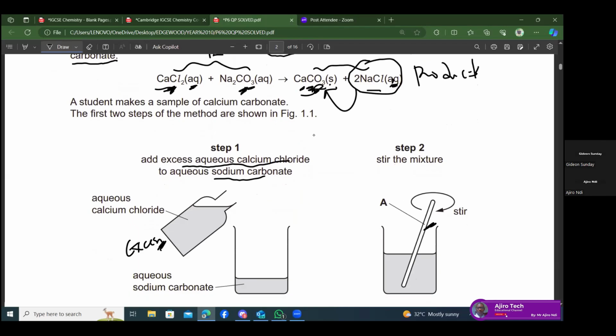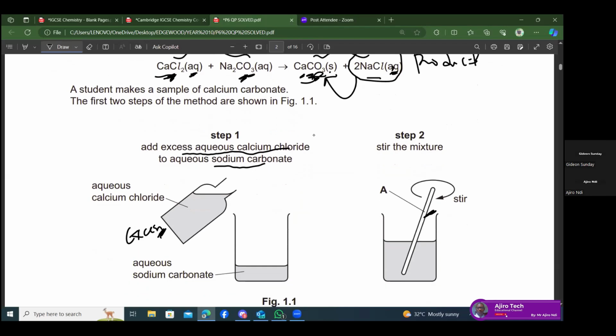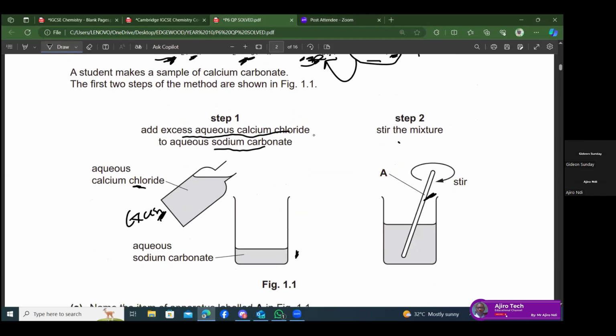All right, so moving forward, you're given the two steps that were done. First, calcium chloride was added in excess into the aqueous sodium carbonate. And then in step 2, it was stirred. All right, so stirring occurred.